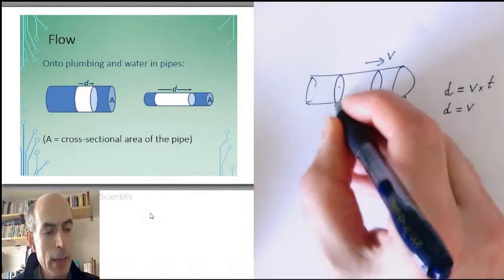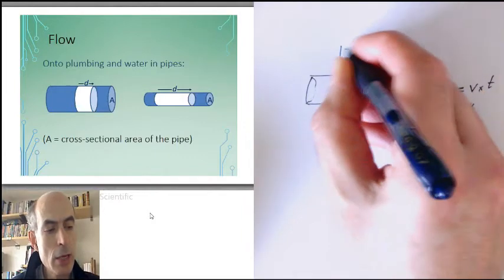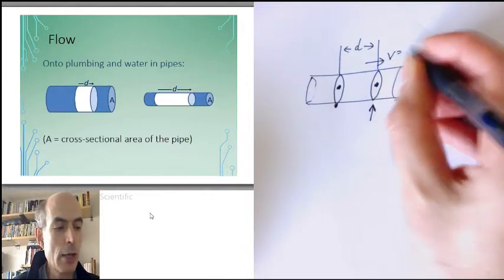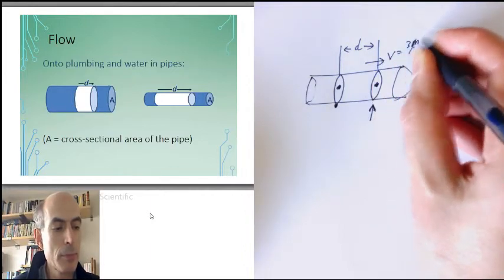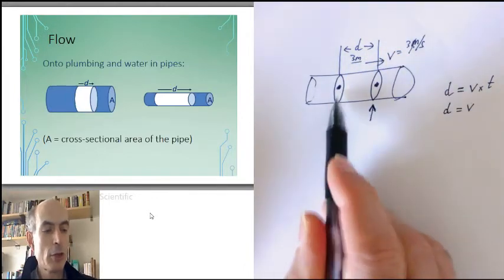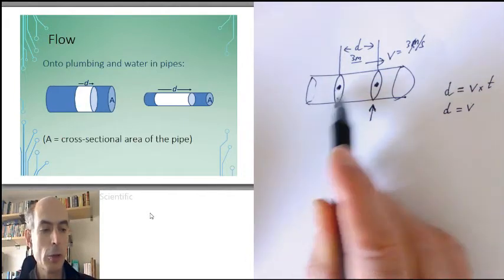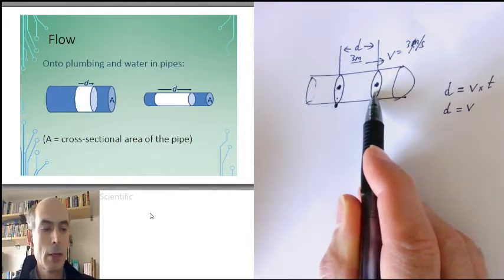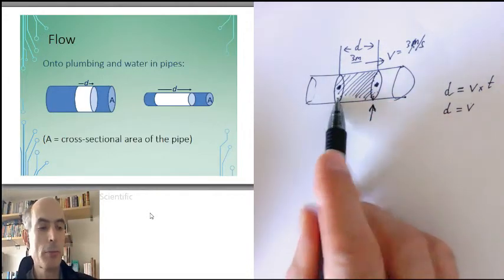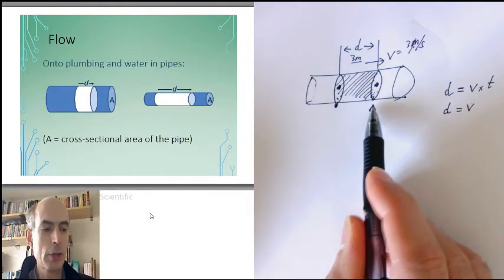So if I go back a distance here, which is numerically equal to the velocity, for example, if the velocity was 3 meters per second, then I would go back a distance of 3 meters. After 1 second, the part of the fluid that was here in the pipe will now be here in the pipe. Therefore, all of the fluid between this point and this point must have moved past this point in that 1 second.